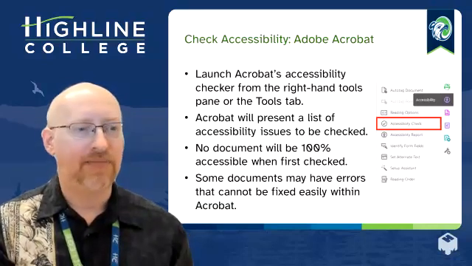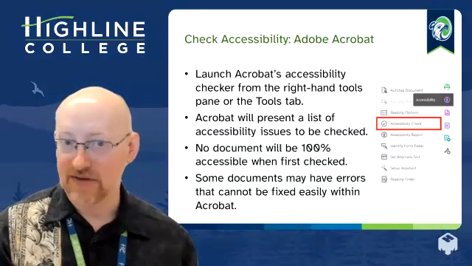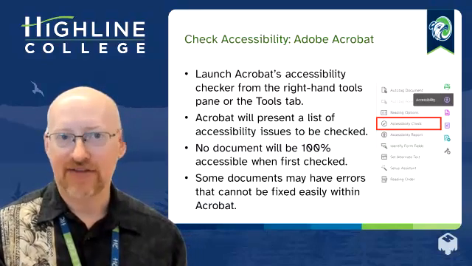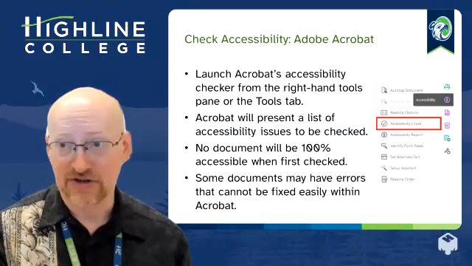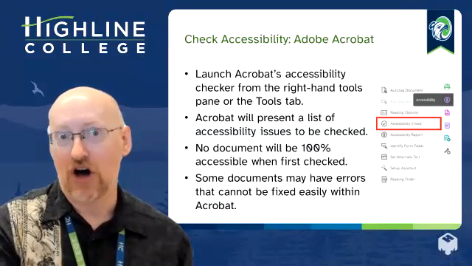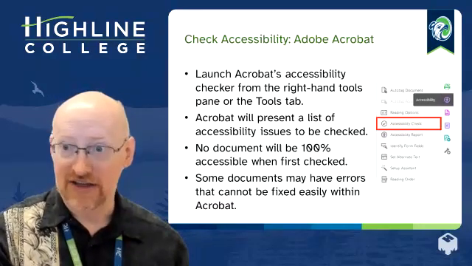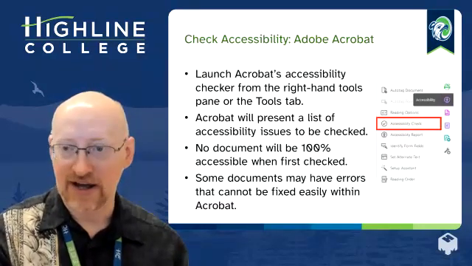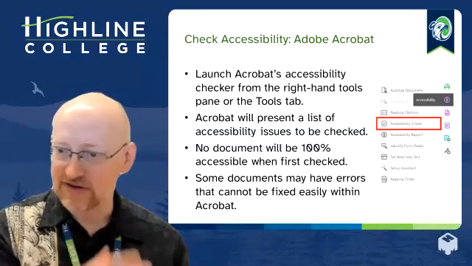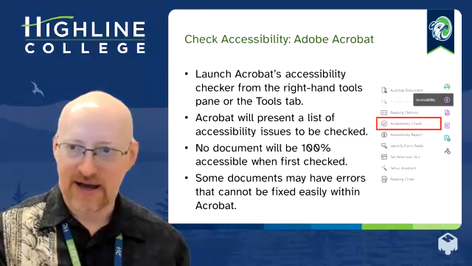Some particular quirks of Acrobat's accessibility checker is that no document will pass completely when it's first checked. This is simply because there are certain checks that Adobe's accessibility checker runs that it cannot check automatically, programmatically. These have to be manually checked. And these are things like checking the contrast. Are you using the right kinds of colors? Does Acrobat read the document in the correct order? So again, these are a little more technical. I'm happy to help with them.